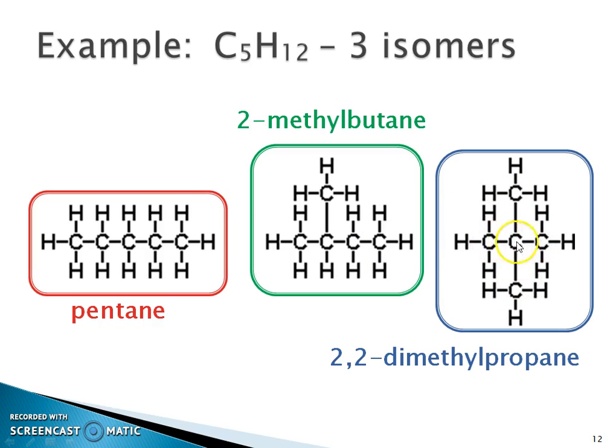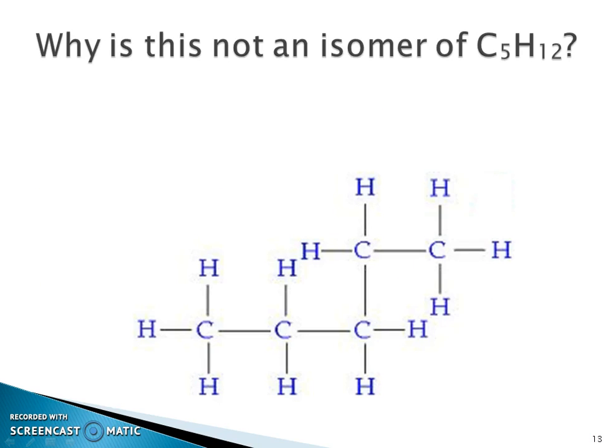So now again, our longest chain is 3 carbons. That's the propane. Now we have 2 methyl attachments. That's where the di comes from, because there's 2 of them and both of them are on the 2, or the second carbon in the longest chain. And again, we'll talk about this in more detail when we do the book work together in class. So why is this not an isomer of C5H12?